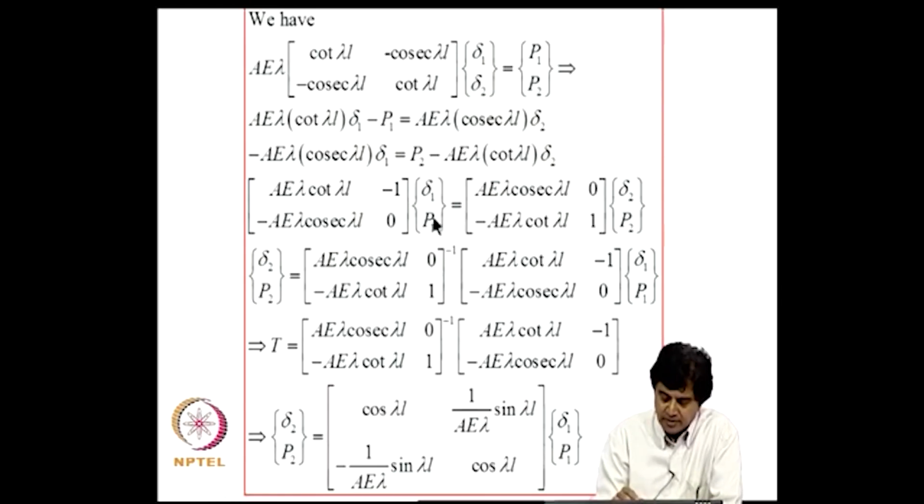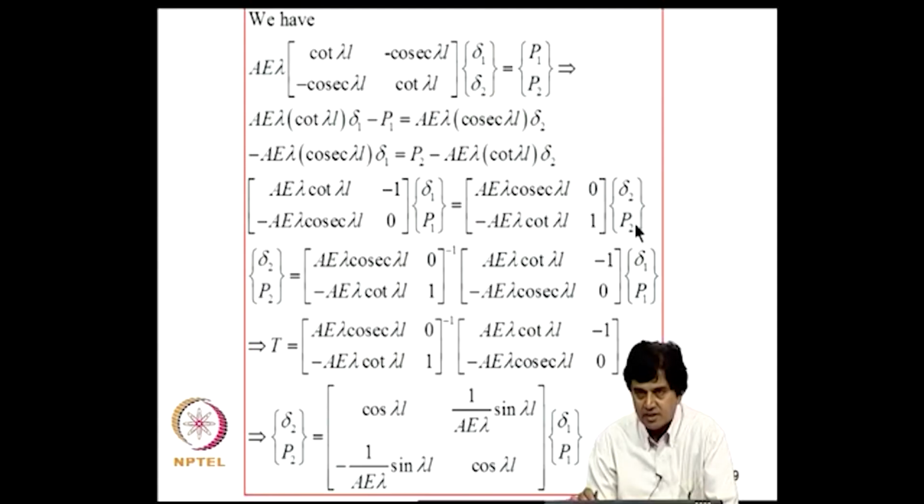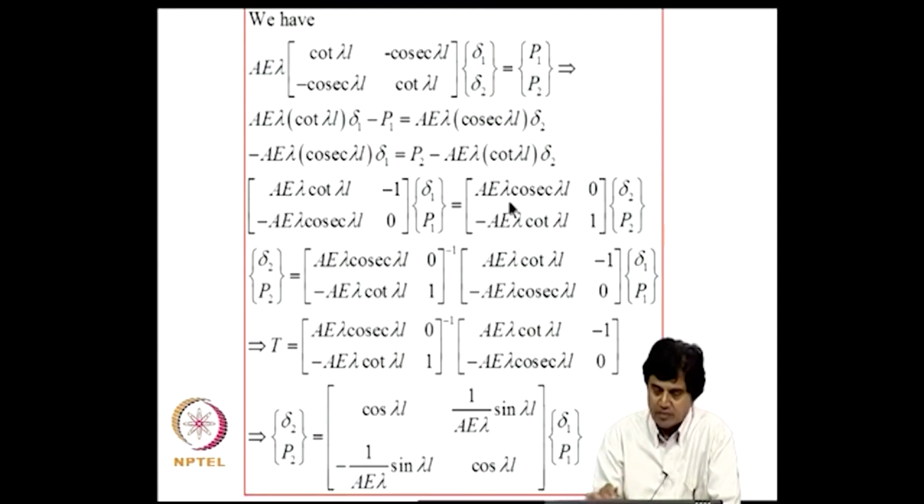So now delta 1 P1, which is the system state at the left station, is related to delta 2 P2, which is the system state at the right station, through this equation. So the transfer matrix obviously will be, you have to get delta 2 P2 in terms of delta 1 P1, and this product is the transfer matrix. So that is T, this. If you multiply this, we get this as the transfer matrix.